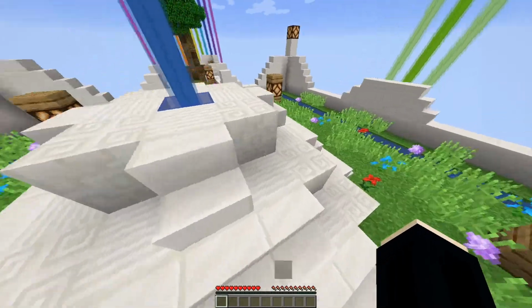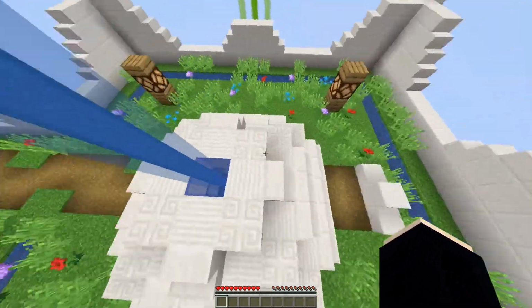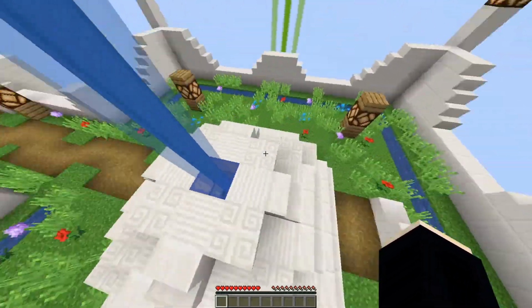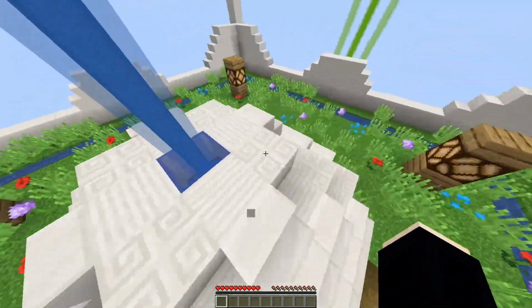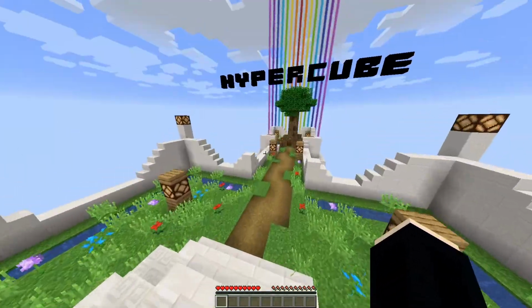Hope you enjoyed this. And if you want to play the game yourself, you should be able to find it on the Minecraft Maps page by searching the Hypercube. It's a pretty interesting map. Once you get the hang of it, it shouldn't be that hard to be able to do things.